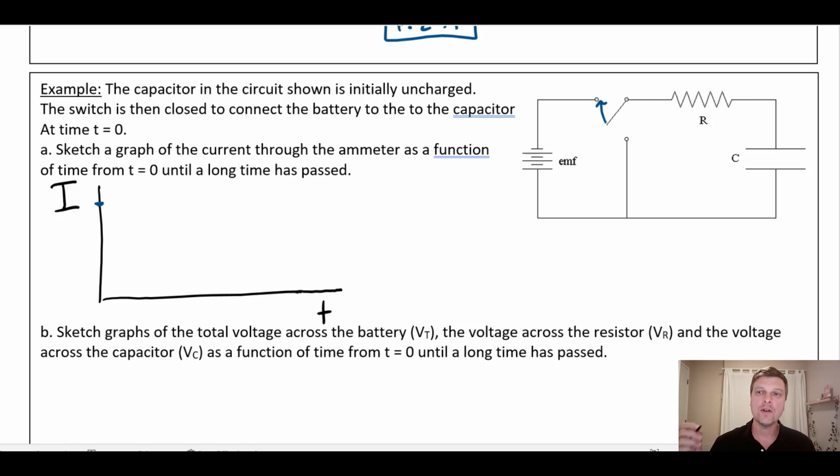Over time, though, think about this. As electrons pile up on the capacitor, it's going to get more and more full. It's going to be harder and harder to push more electrons onto the capacitor. So a long, long time away, I should have a very, very small current. And we see it kind of drift off like this.